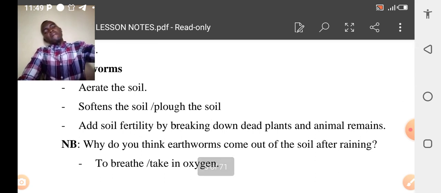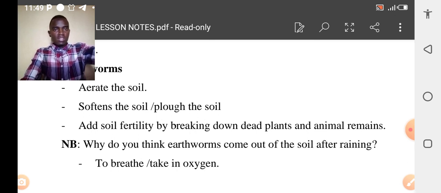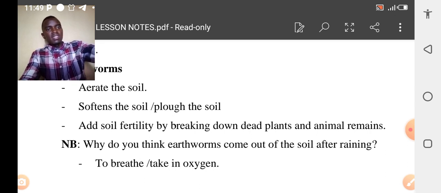So if we have some bacteria or earthworm, this is used to soften the soil, and then others add fertility by breaking down the dead plant. When you have the dead plant, it's decomposed by that earthworm.